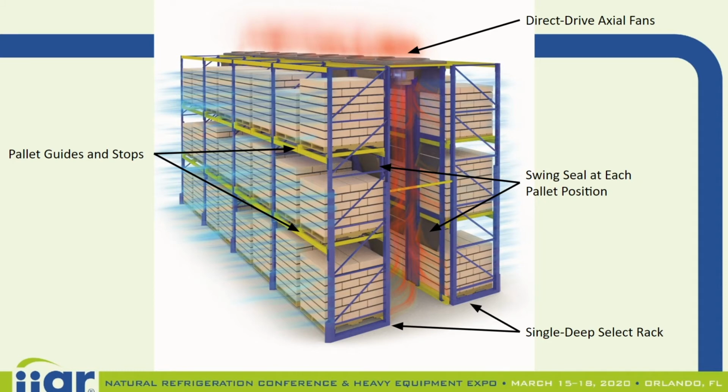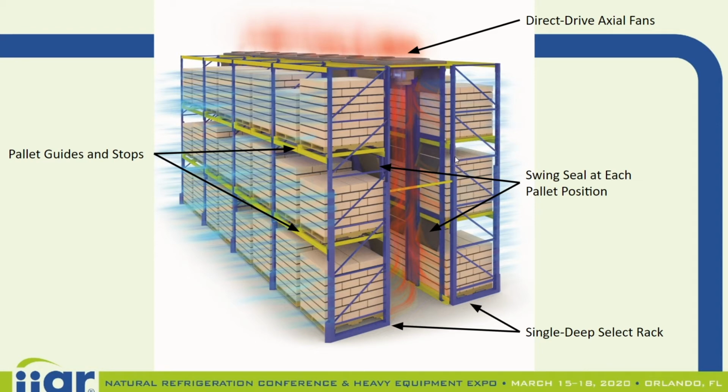So here's a graphic of an in-rack freeze system, and it shows the major components. Again, we start with structural steel racking, a single deep pick rack with structural beams, and we provide pallet guides on the upper positions, and we provide floor guides at the floor positions.